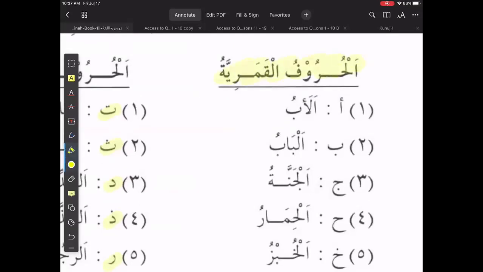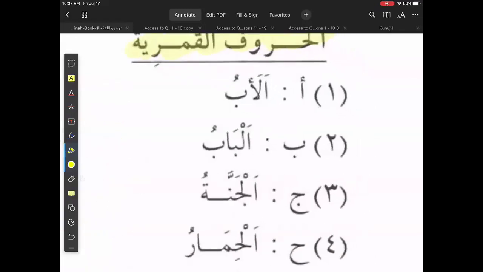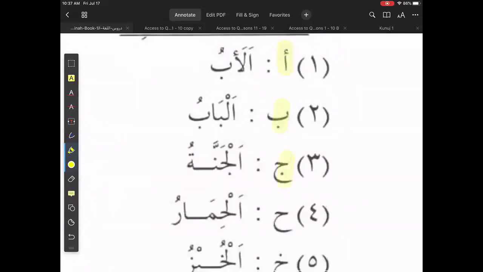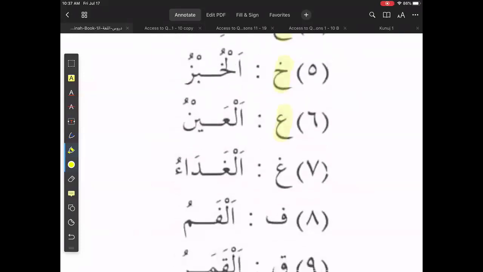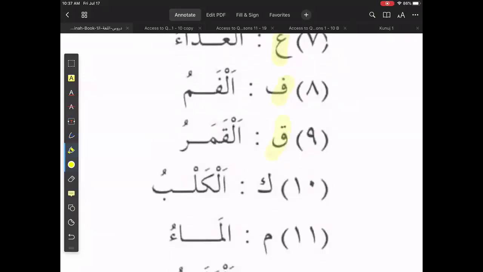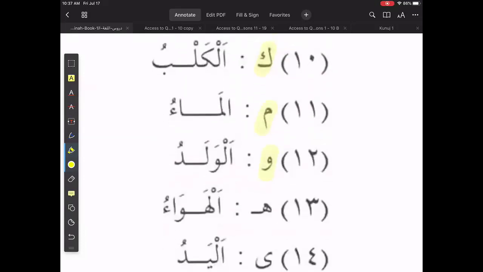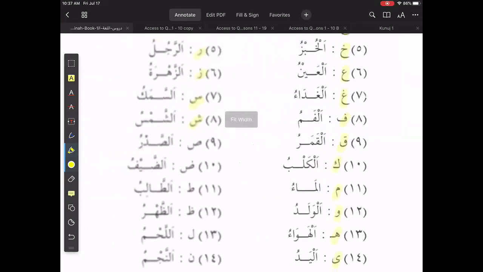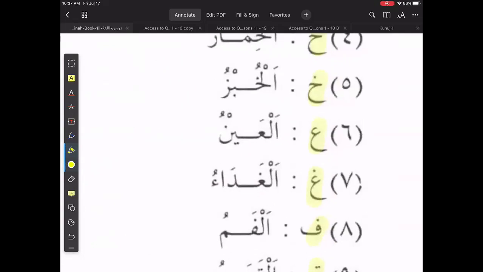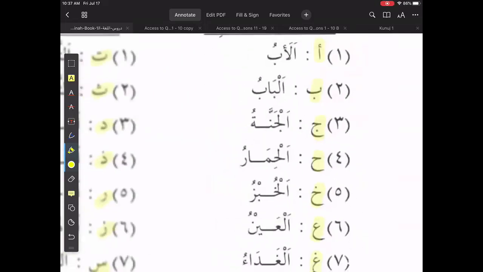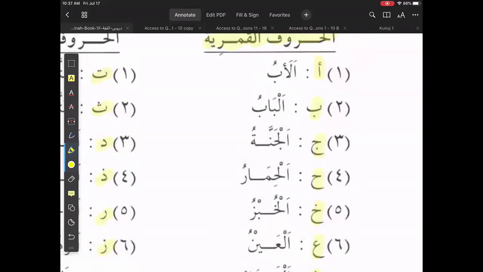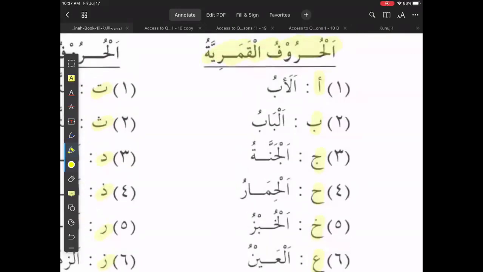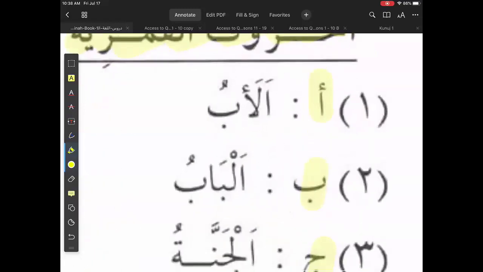Every letter from the huruful qamariya. Huruful qamariya is when you have any of these letters: alif, ba, jim, ha, kha, ain, ghain, fa, qaf, kaf, mim, waw, ha. See how difficult it would be for you to memorize this? That's why, as far as I know, people don't memorize these letters. It's very difficult. So basically, if you have these letters after alif lam, then you have to pronounce the lam. Simple as that.